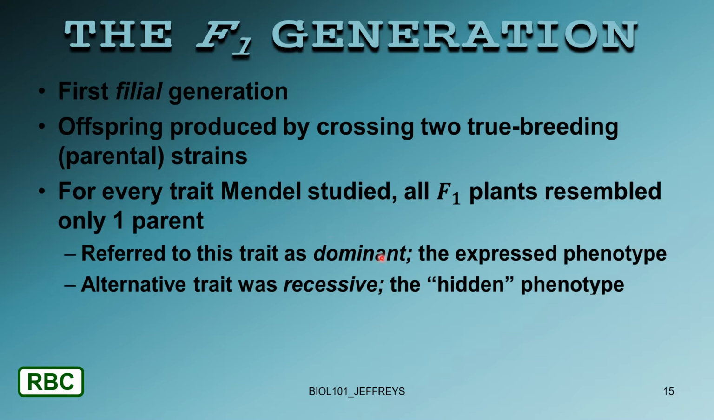And so the trait that was expressed in the F1 generation was the dominant trait, because somewhere in there, he crossed purple flowers with white flowers, somewhere in there has to be white. There has to be a gene for white. There has to be an allele for white. It's just hidden here. And so the one that gets expressed he called dominant. And the alternative trait that was, if you will, hidden he called recessive. So the dominant always gets expressed, and the recessive always yields to the dominant.